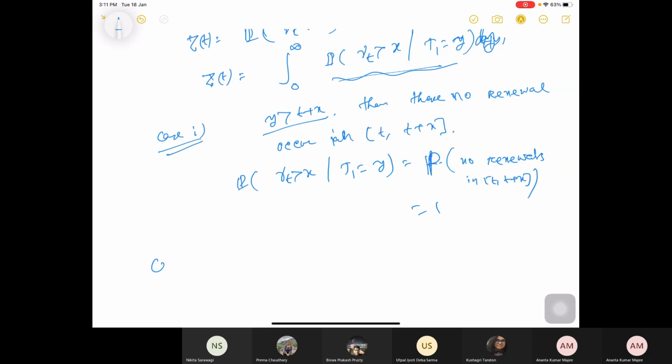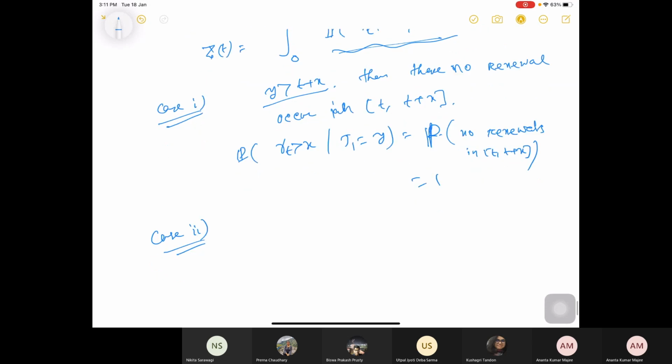Okay, so case 2, if my t is less than y less than t plus x, so then what does it mean? That the first renewal happened at y, that is why t1 is equal to y. And so in the interval t to t plus x there is only one renewal, because that is at y, is it not?